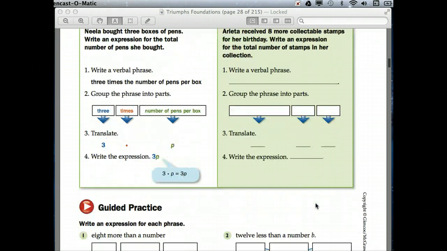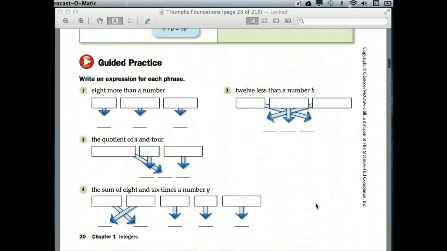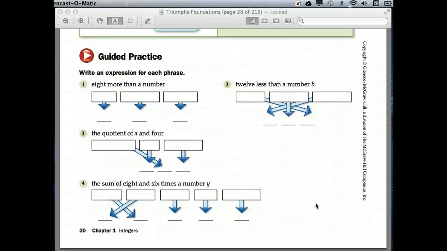Excellent. So I'm going to let you stop for a moment, do a little guided practice, get some practice with this. So pause the video as you guys work together. That's something that you can turn in to be checked later on. And when you get finished with that and ready for the next step, turn the video back on.